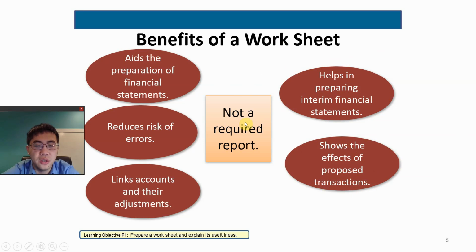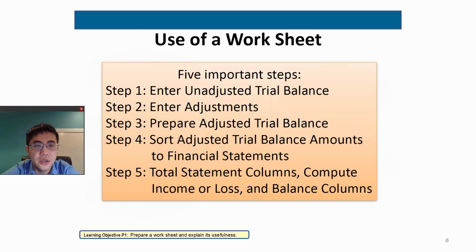Well, the worksheet, you need to know, is not a required report, unlike the financial statements, which are required, and the managers and accountants are obligated to make them and disclose them. So here are the 5 steps to make a worksheet. You need to first enter the unadjusted trial balance. This is something we learned. And then enter adjustments, and then prepare the adjusted trial balance and sort the amounts to financial statements, and then get the finalized statement columns, income or loss, and balance columns.